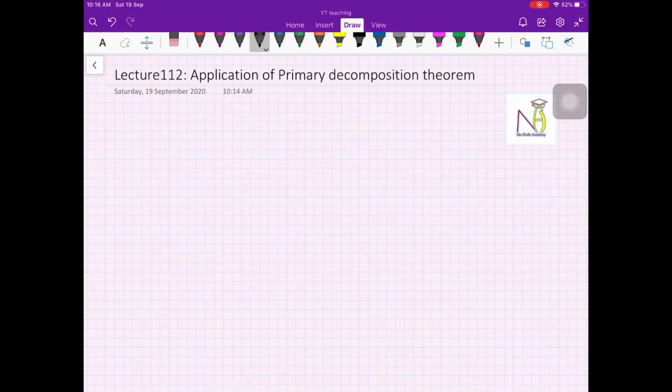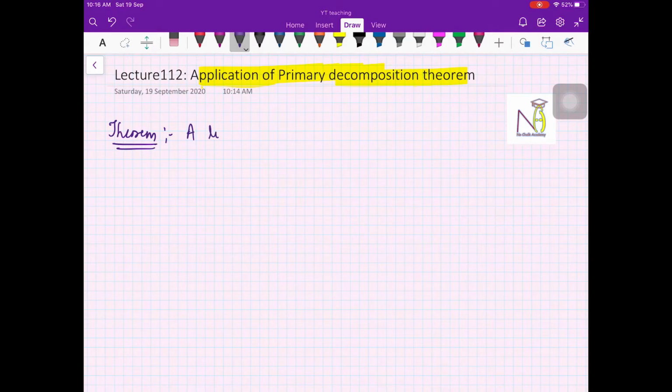In this video we are going to discuss an application of the primary decomposition theorem which we had discussed in the last video. This application is about a condition for diagonalization of a linear operator. We already had this theorem somewhere in the beginning when we were studying diagonalization of linear operators, but here I am saying we can prove the same thing with the primary decomposition theorem.